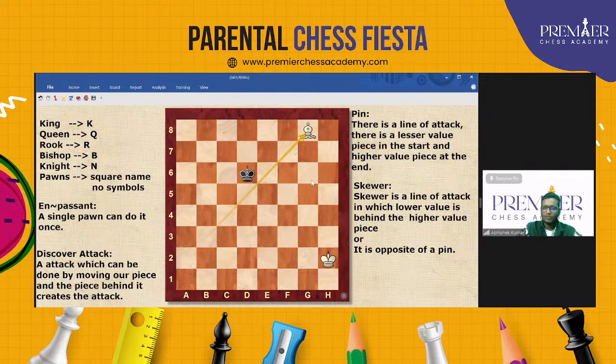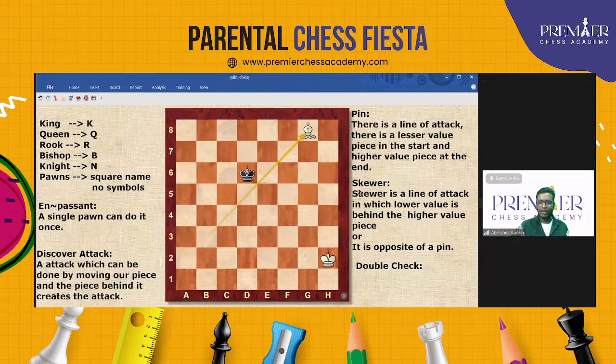Okay. So now let's move on to a new calculation. So far we have completed 3 calculations. One is discovered attack, another one is pin, then we have skewer. Now let's talk about double check. I think this is a self-explanatory calculation, as it sounds. Double means there will be 2, and check means there will be an attack on the king.